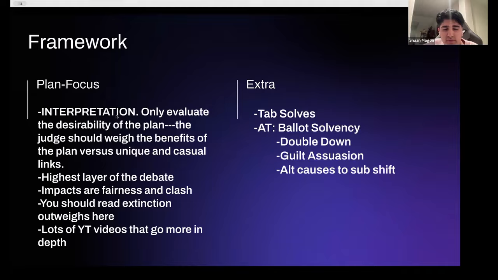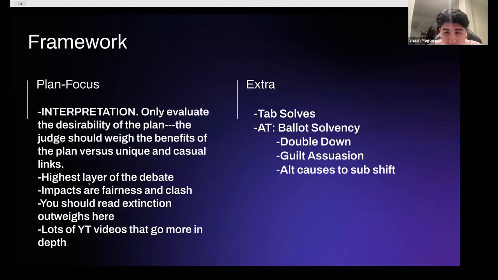First is the interpretation. You can think of it almost like a theory argument, except it isn't. It's rather just telling the judge how they should evaluate the debate. So this is saying the judge should only look at the desirability of the plan, and they should weigh the benefits of the plan versus unique and causal links. That means that they cannot just say that we are colonialist, but rather they have to prove that we are the sole cause of settler colonialism, which obviously is not true. That's what that means.